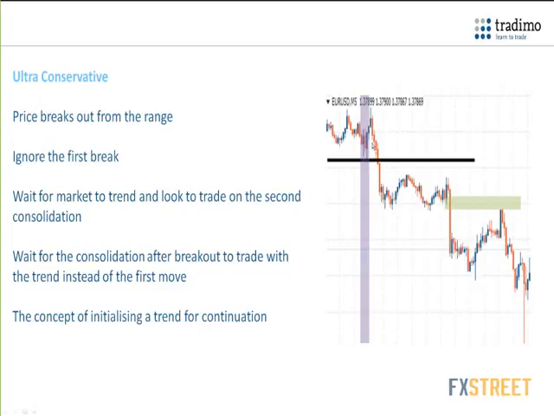So with the ultra conservative method, you can see we break down. Now, using the standard method, we would enter into the trade here, conservative. Using the aggressive, we may have entered here and sort of here. With the ultra conservative, we're in a range, we break that range. We're now looking for a trend to develop.